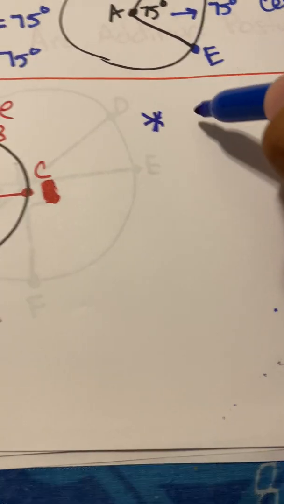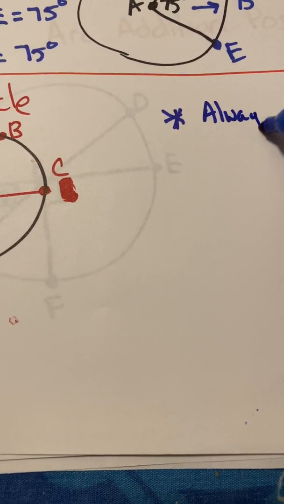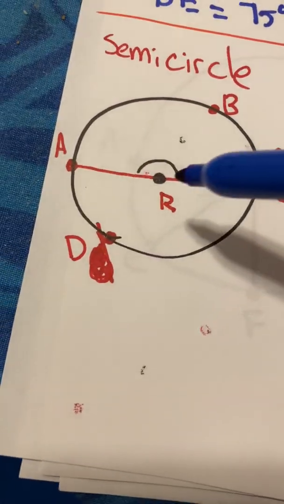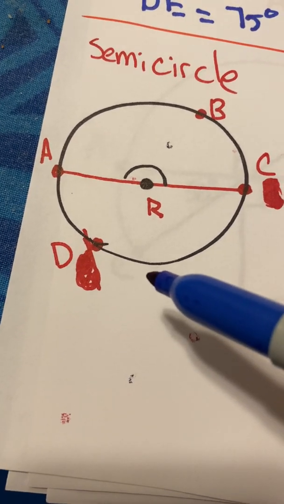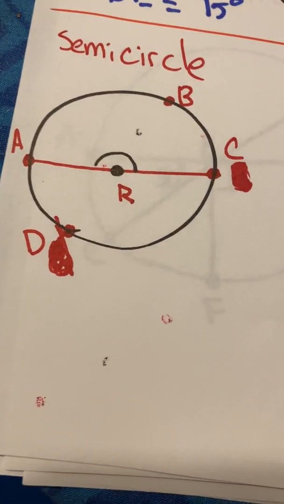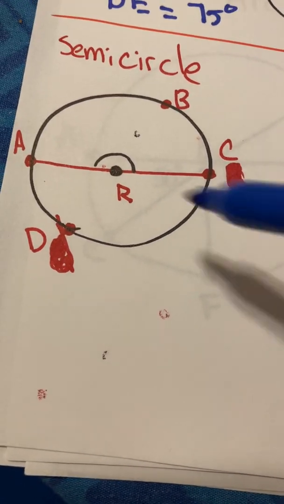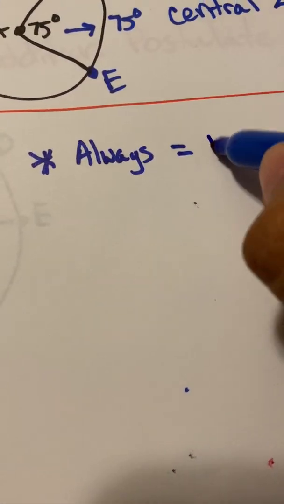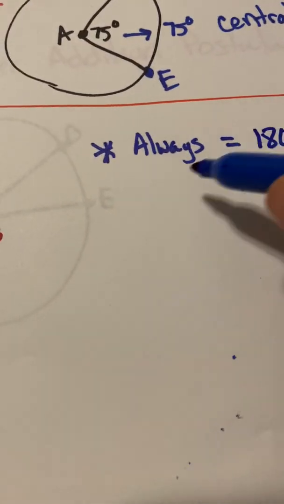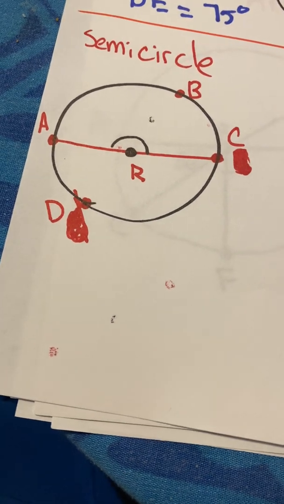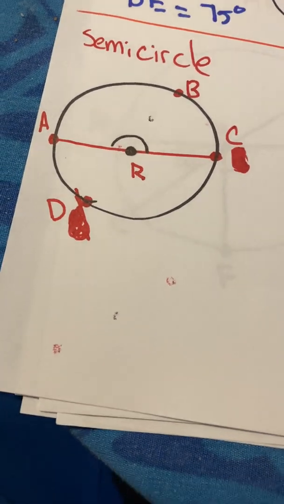First off, semicircles are always equal to, well, think about this. If we know that a full circle is equal to 360 degrees, and we're only talking about a semicircle, which is half of that circle, how many degrees do you think it's going to be? Well, we take the full 360 and we divide by 2, which is going to be 180. So semicircles are always 180 degrees. That's something you need to know. They're always 180 degrees.